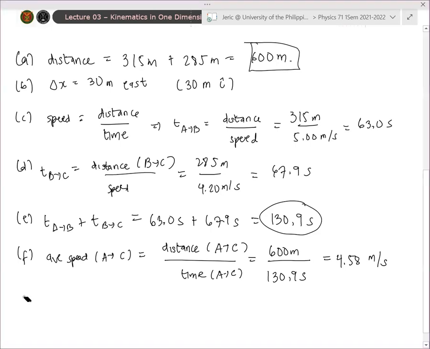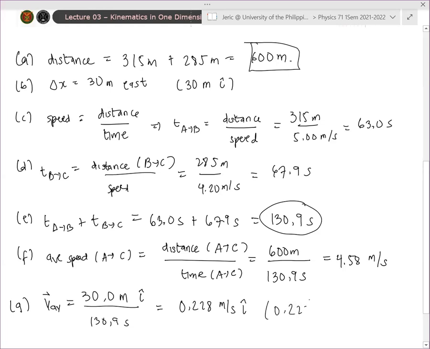Okay, then finally, letter G. Letter G, the average velocity is what? So, lagyan natin ng vector yan para lang maging consistent. We already have our displacement here, which is 30.0 meters east, or sige, i-hat na lang to, all over our total time, which is 130.9 seconds. And then what we get is about 0.228 meters per second i-hat. That's our answer. Or if you want the cardinal directions notation, 0.228 meters per second in the east direction.